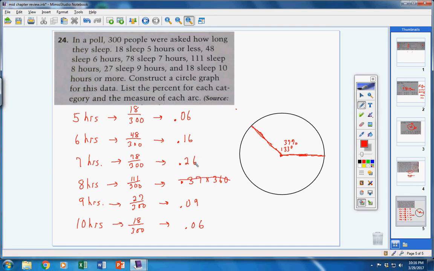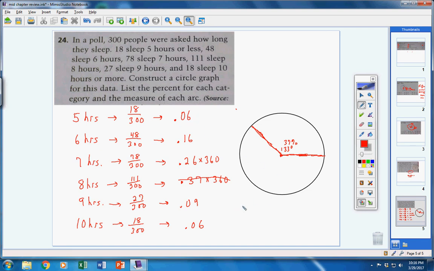The next biggest percent is 26%. Okay, so the next biggest decimal is 0.26. So 0.26 times 360 gives me 93.6 degrees. 93.6. I'm going to put 94. Okay, I've got to get my protractor again. I know you guys can't see my protractor, but I'm using it here on the computer screen, and I want 93.6. So 94 degrees.